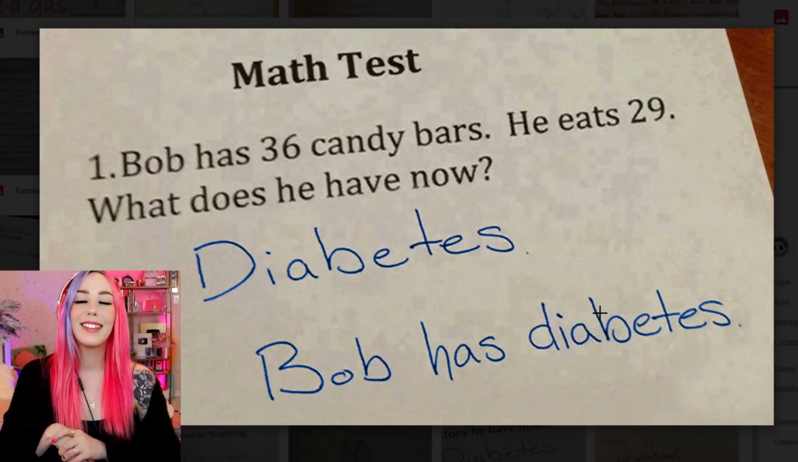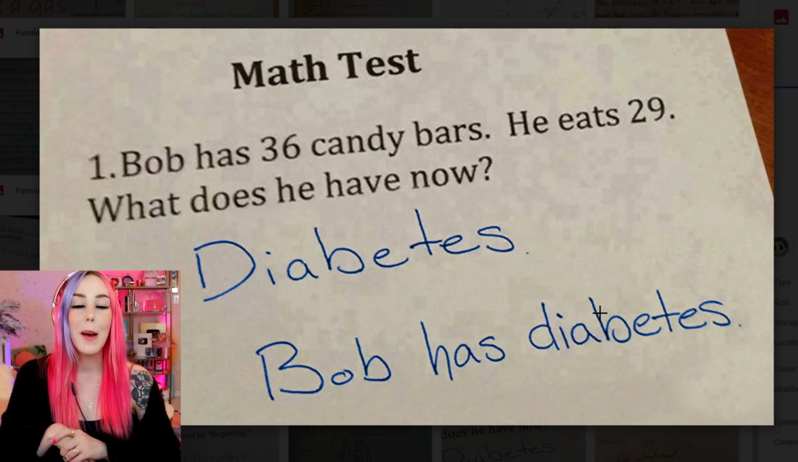Tony practices piano every 20 minutes every day. He is a big nerd. The effect would be he gets better at piano. You know, we love nerds over here. Math test. Bob has 36 candy bars. He eats 29. What does he have now? Diabetes. Bob has diabetes.